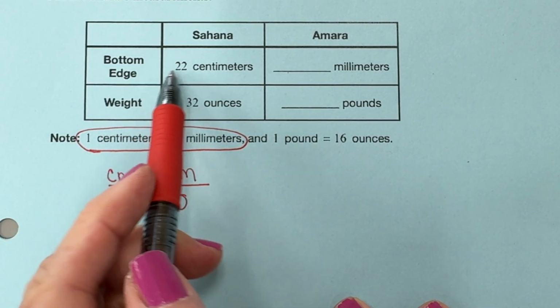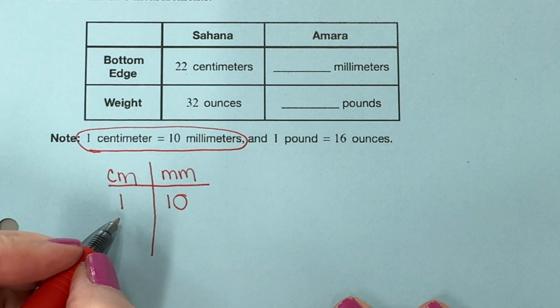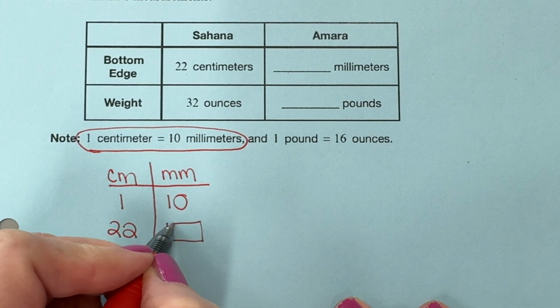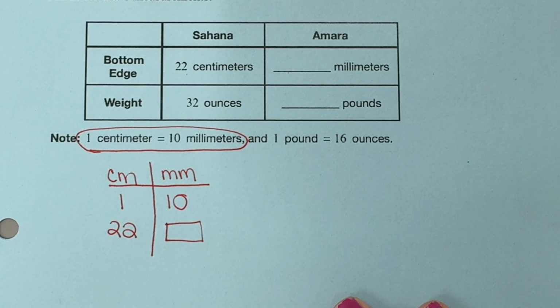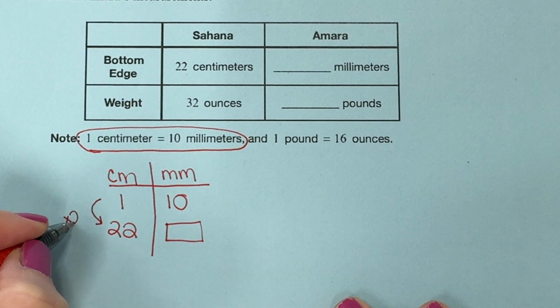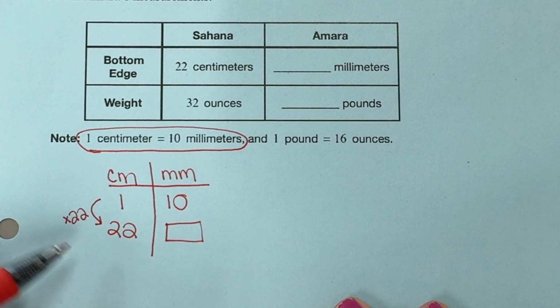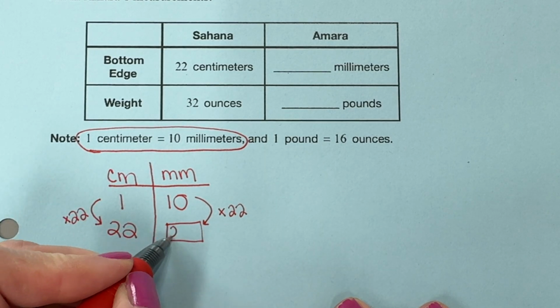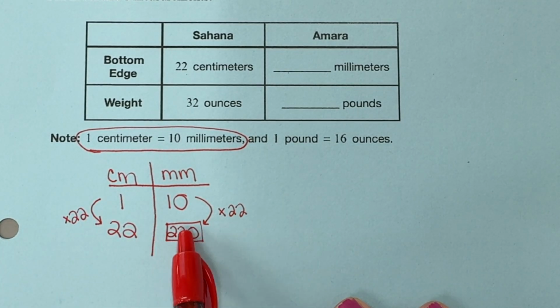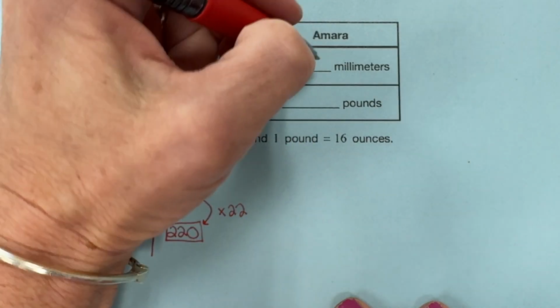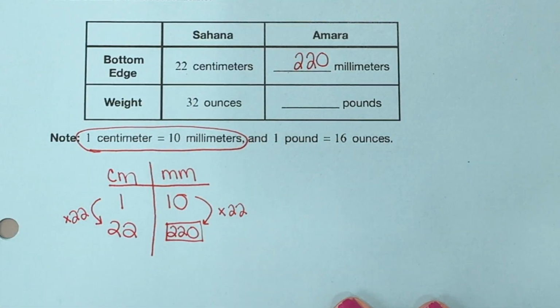Now, up here, I was given 22 centimeters, so I'll put that underneath the centimeters column, and I want to convert that to millimeters. So, what's my multiplier? Well, 1 times 22 is 22. 10 times 22 is 220. So I'm going to say that my final answer is 22 centimeters is the same as 220 millimeters. Okay, let's do the next one.